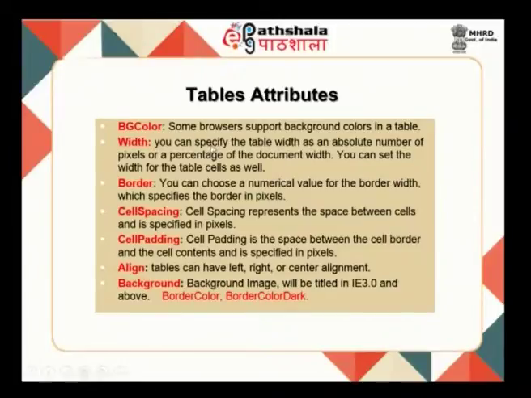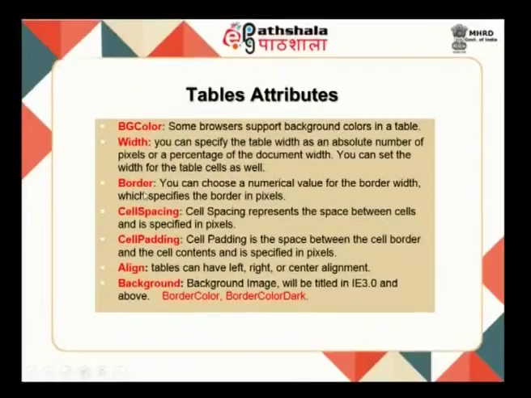It can be an absolute number of pixels or a percentage depending upon the document width, and we can also give a width for the table cells. When you want to give the width for the table cells, it is defined in the td tags, and this width attribute comes in the table tag. And we can have a border for the table. We can specify the border width for a table. That can be given as a numerical value, and normally this value is represented in pixels.